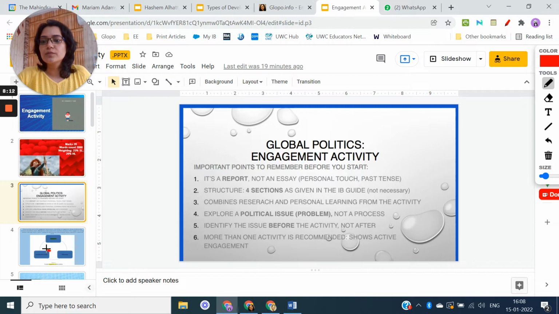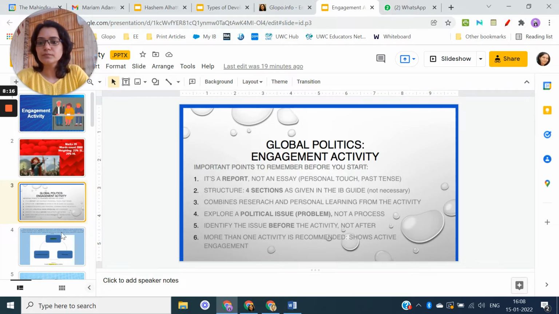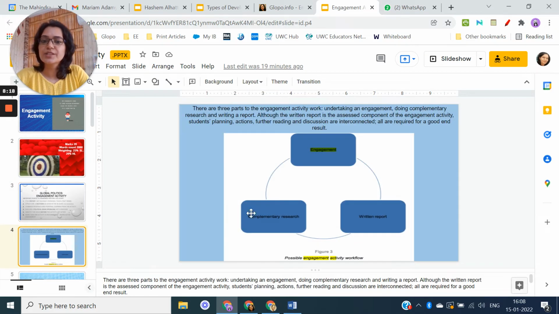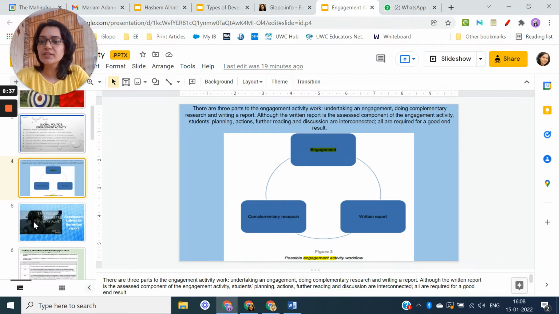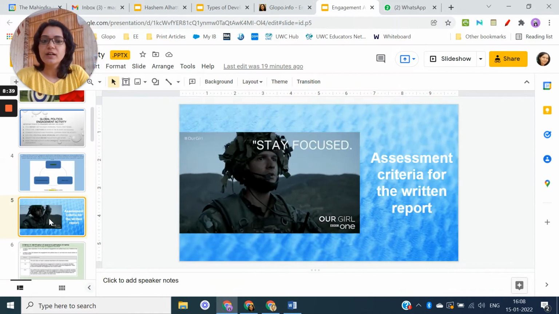This is what is suggested by IB, that the engagement activity should cover 3 parts. Number 1 is the complementary research you are undertaking, then engagement, and the written report. I have already spoken about this and will talk further along the same line, so I'm skipping this slide for the time being.